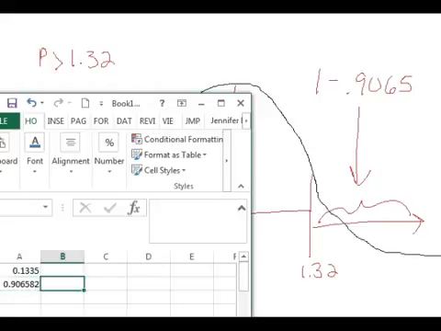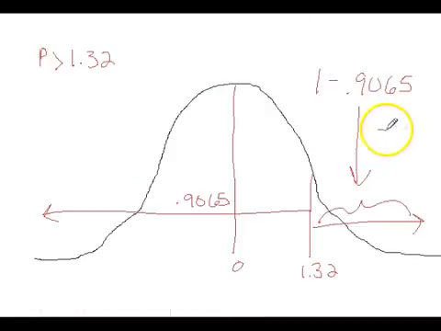but again, that's less than. So we need to do the 1 minus that. So I'm going to just use Excel to calculate this. And I see that it's really about 9%. So 0.093 is the answer that I'm looking for. Right? So about a 9% chance that I would see observations that are larger than 1.32 standard deviations above the mean. Okay, let's try another one that's a little more complicated.